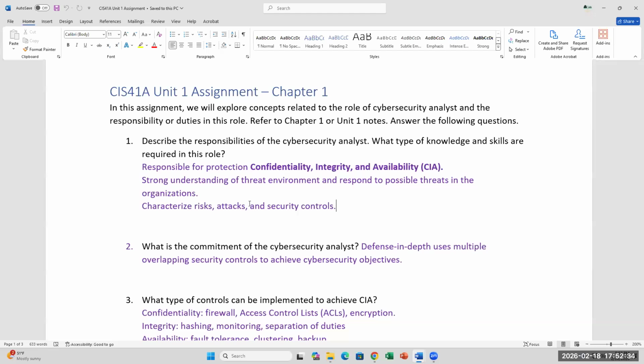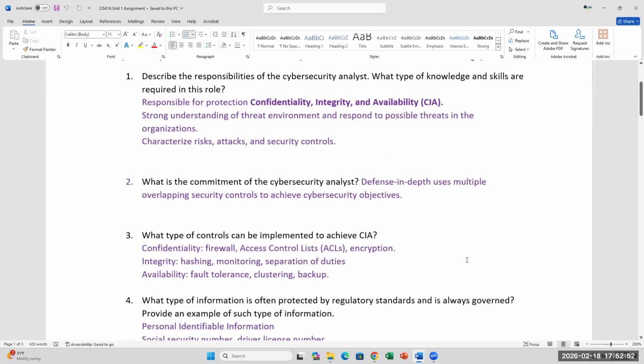So our commitment to security in general, or cybersecurity in any position, is to make sure that we achieve the objective by using defense in depth. So defense in depth uses multiple overlapping objectives. This is why when you're studying for your certification, they have different objectives, right? That are really geared to determine your knowledge in those areas.